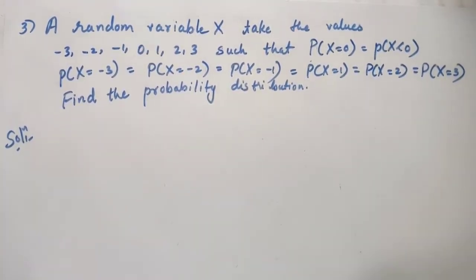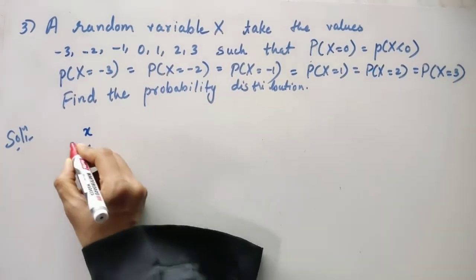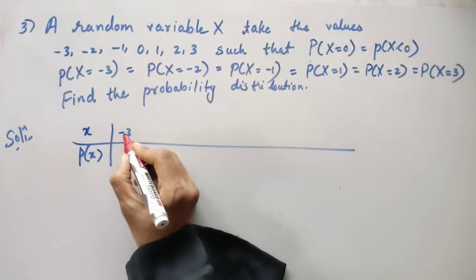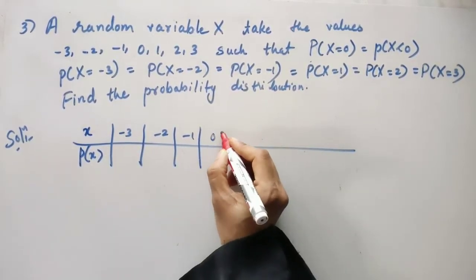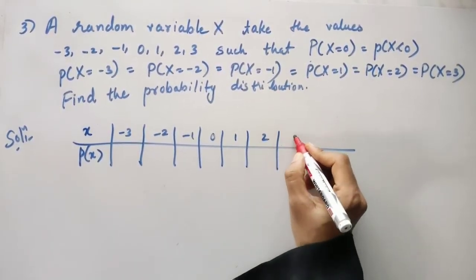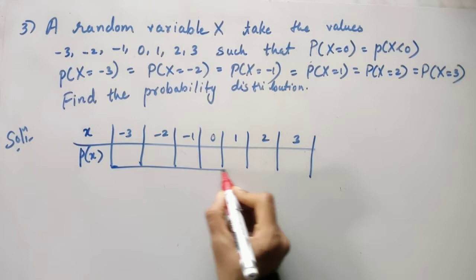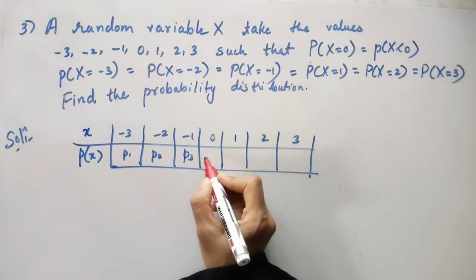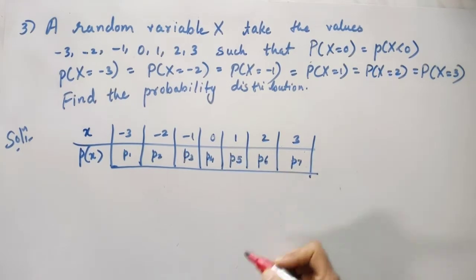So first, what we will do is consider our probability distribution as x over here and p of x over here. The least value of x is -3, then -2, -1, 0, 1, 2, 3. So these are all the values taken by the random variable x. I will call the corresponding probabilities p1, p2, p3, p4, p5, p6 and p7.